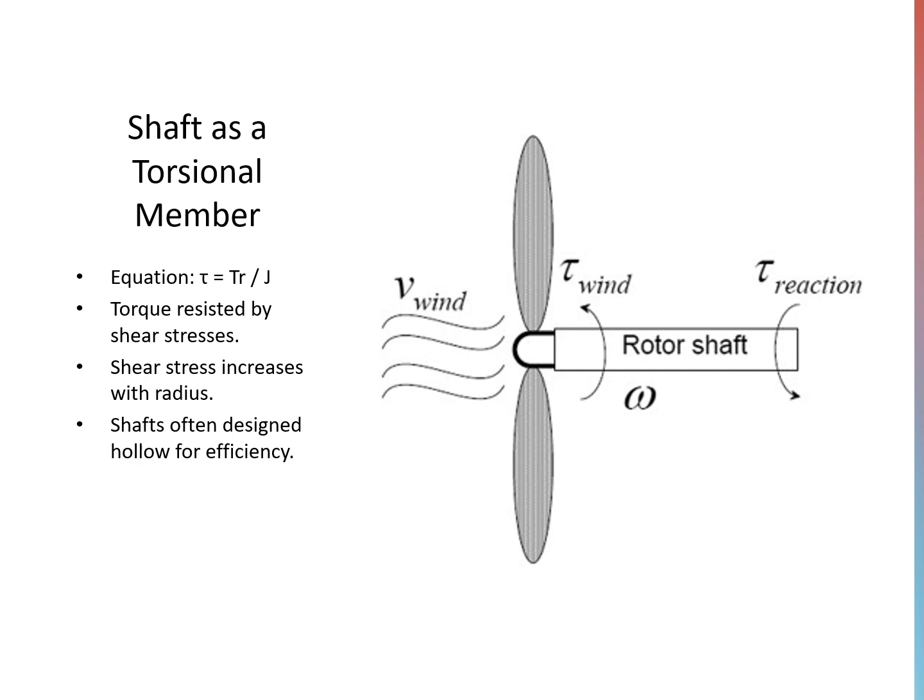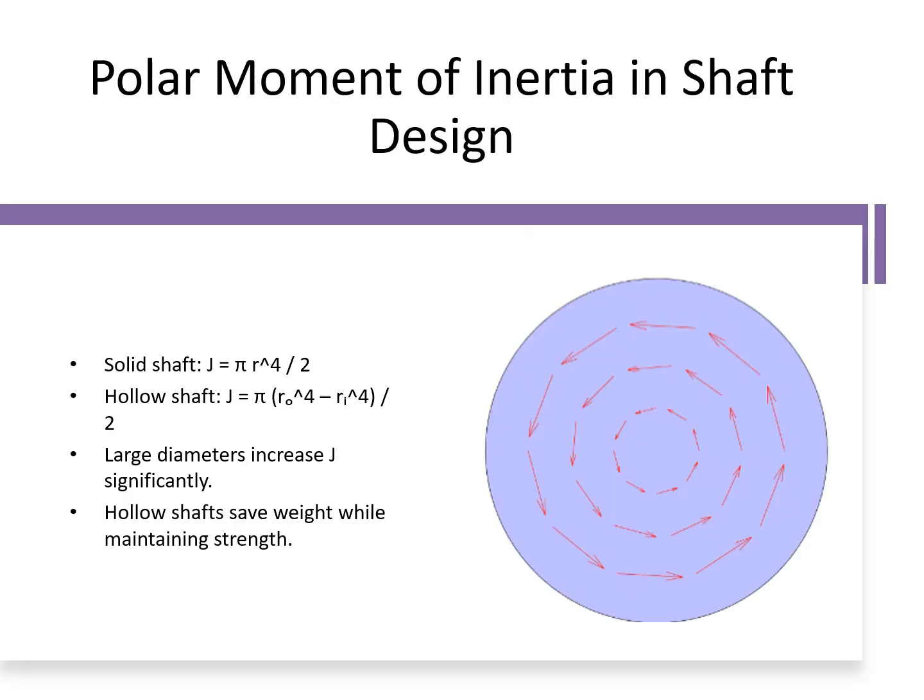Shafts are often designed to be hollow for peak efficiency and shear stress maximum. We'll come back to that later for our example problem at the end of this lecture. As I said before, the distribution of the stress is directly proportional to the radius, or the distance from the center axis of rotation, throughout the cylindrical material.